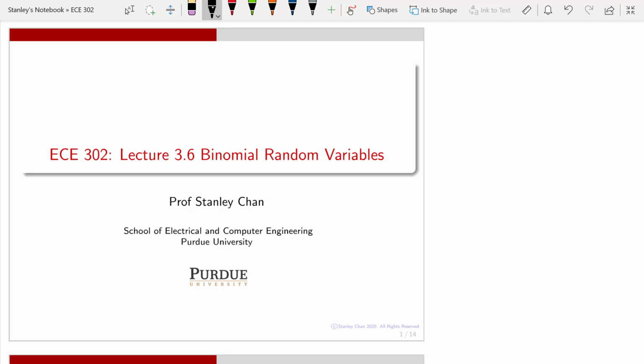Now, to motivate the discussion of the binomial random variables, I want to tell you a little story about an image sensor. I hope to use this example to motivate the discussion and to show you some practical application of this binomial random variable.